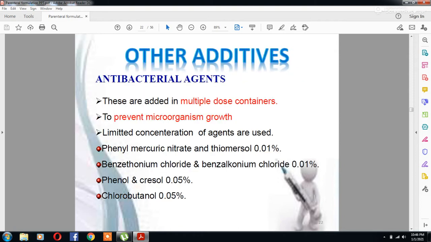Other additives are antibacterial agents. These are added in multiple dose containers to prevent microorganism growth. Limited concentrations of agents are used. Phenylmercuric nitrate and thimerosal 0.01%. Benzethonium chloride and benzalkonium chloride 0.01%. Phenol and cresols 0.05%, while chlorobutanol 0.05%. So these are used as antibacterial agents.